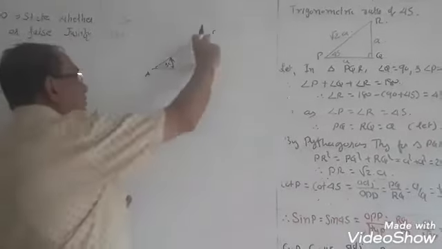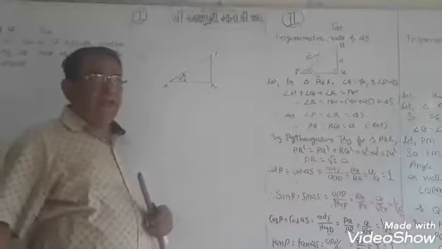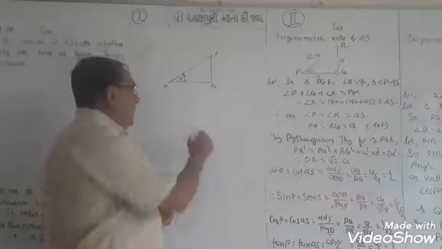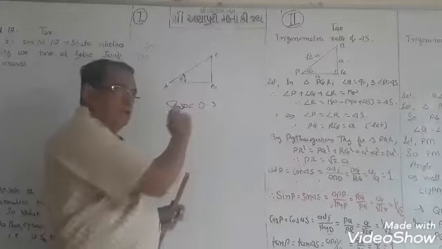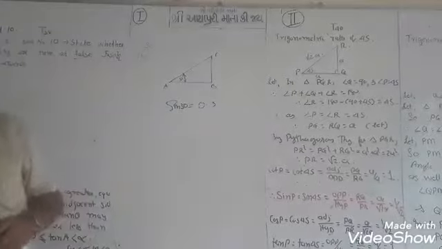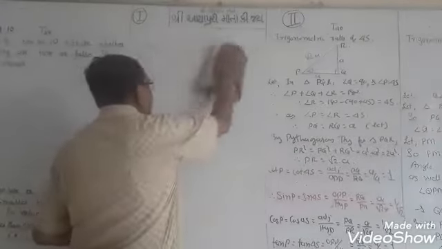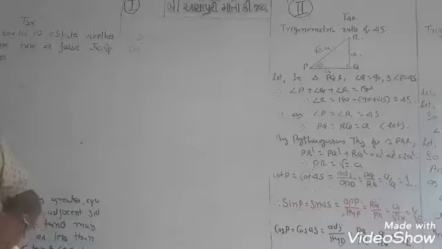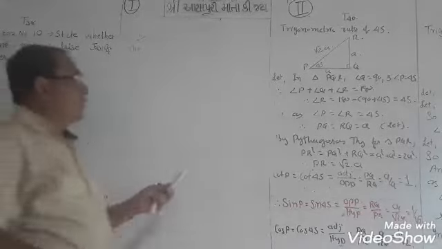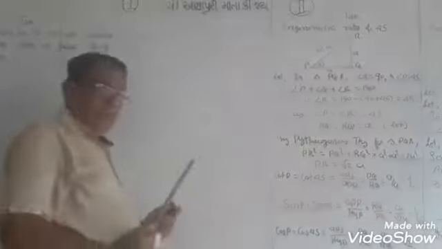Then find the ratio BC upon AC. It must be 0.5. That means sin 30 is equal to 0.5. All such trigonometric ratios we will derive. We will derive, first, the trigonometric ratios of 45.